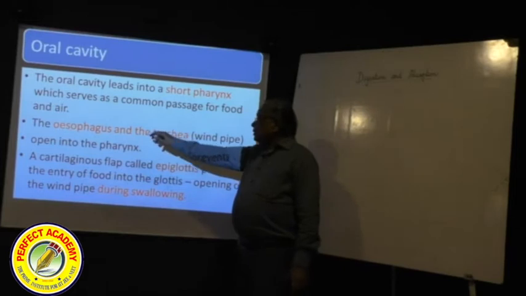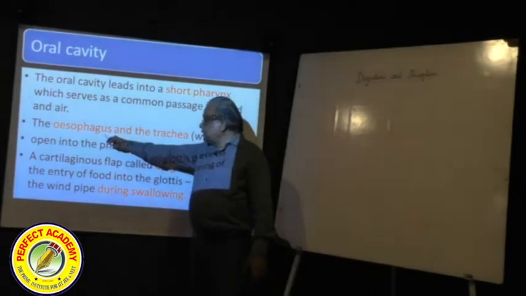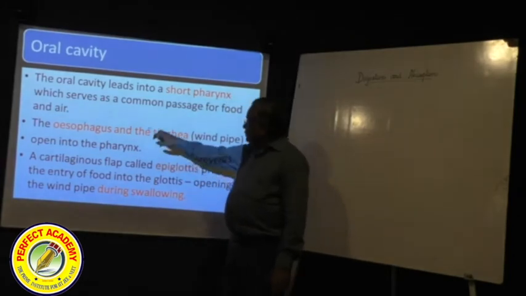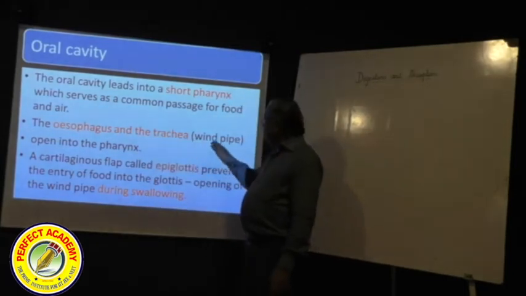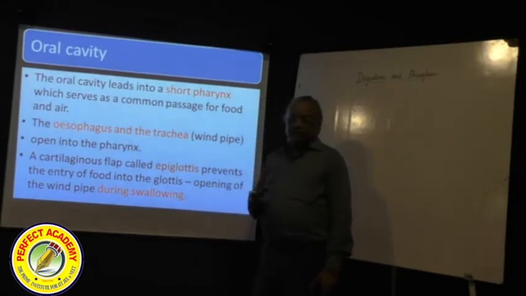Now here, esophagus and trachea, two names are here. One is connected with the digestive process, another is connected with the respiratory process. So both of them are opening into the pharynx. The other name for trachea is windpipe, because it looks like a pipe that carries the wind. That means air.